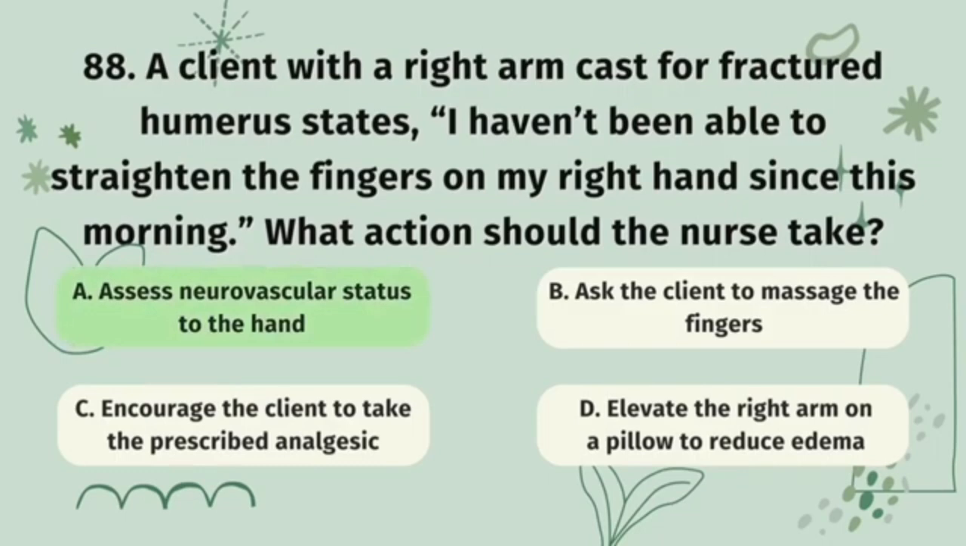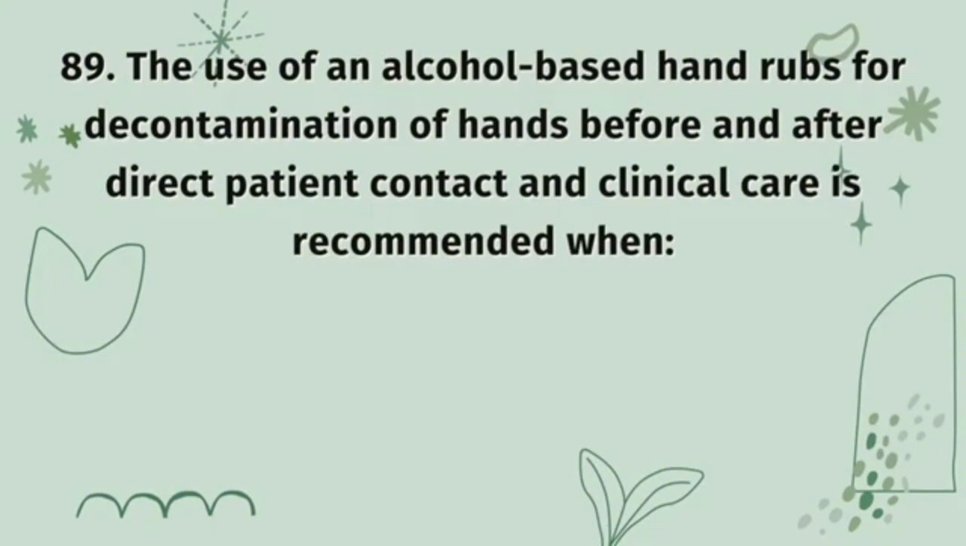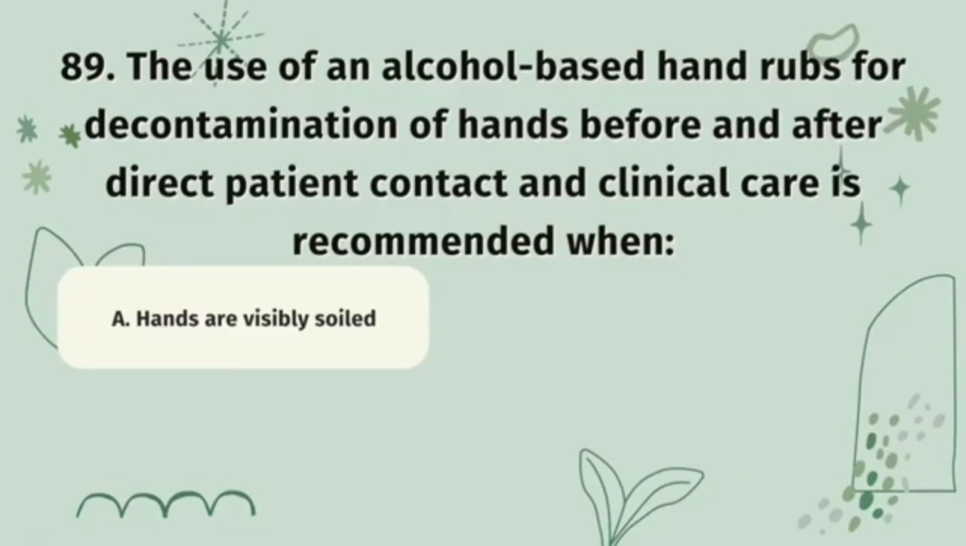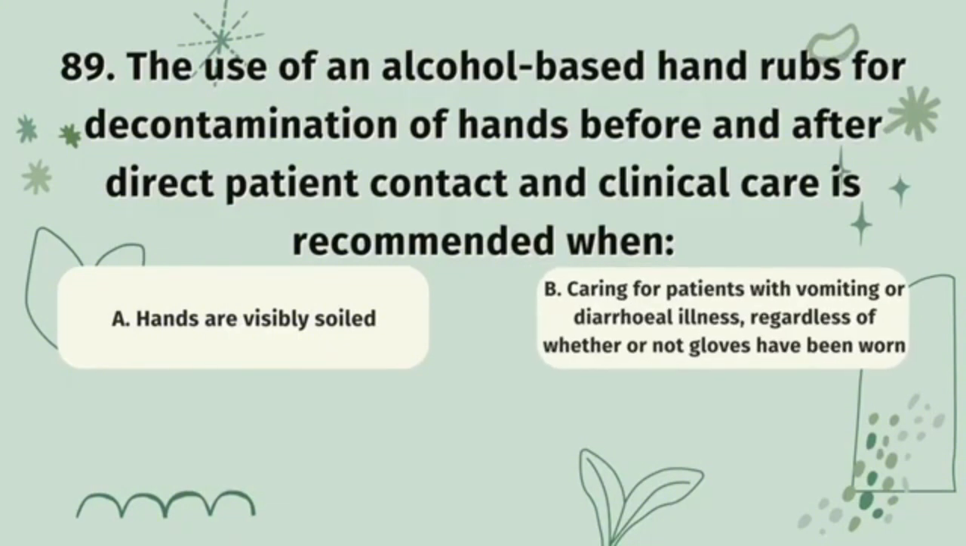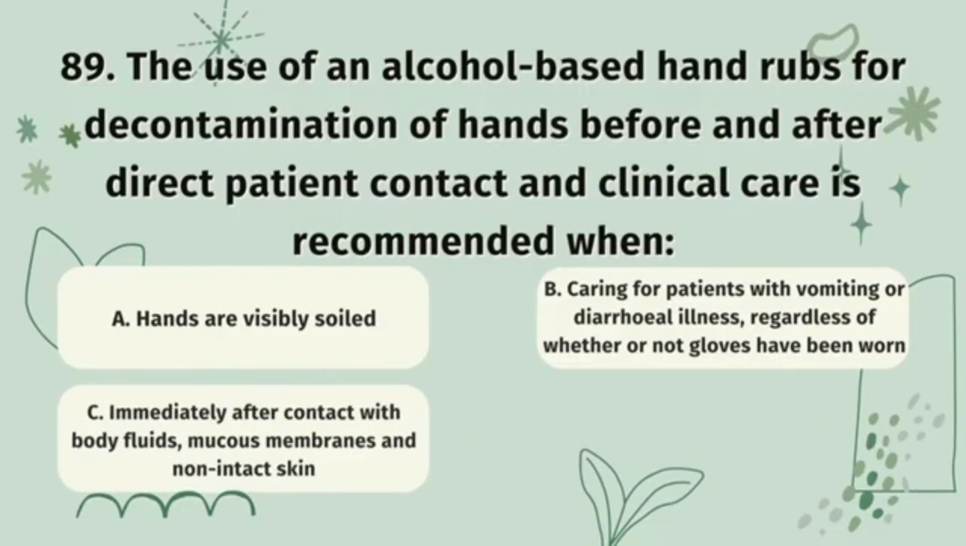The correct answer is A. Question 89. The use of alcohol-based hand rubs for decontamination of hands before and after direct patient contact and clinical care is recommended when: Option A, hands are visibly soiled. Option B, caring for patients with vomiting or diarrheal illness, regardless of whether or not gloves have been worn. Option C, immediately after contact with body fluids, mucous membranes, and non-intact skin.